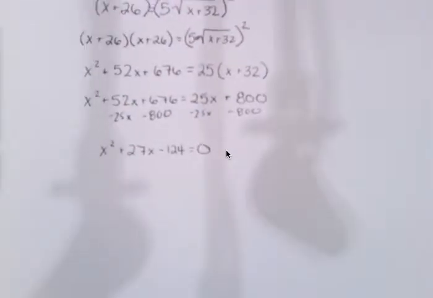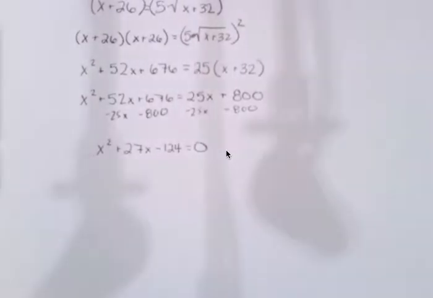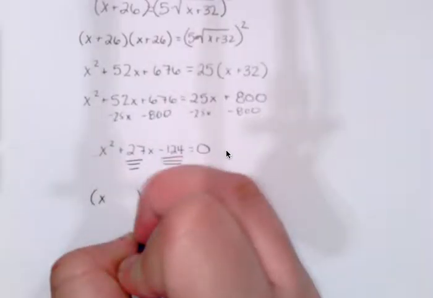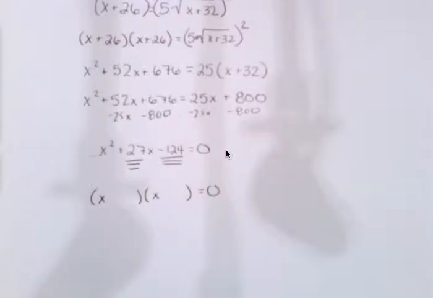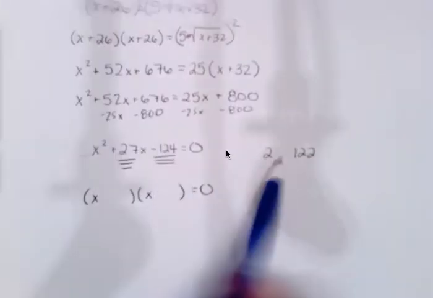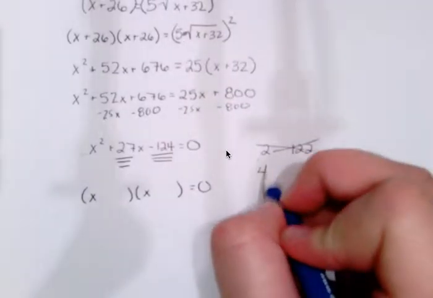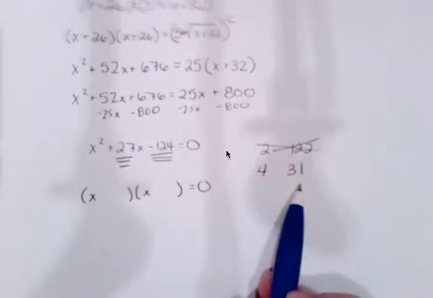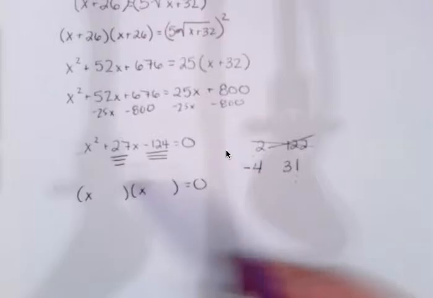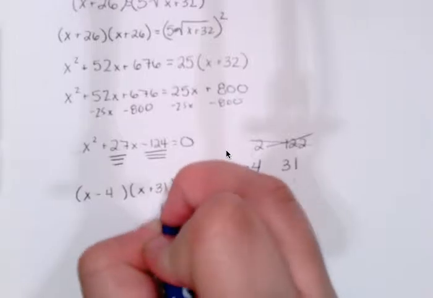Now, to solve this, you could do the quadratic formula, or you can factor. I'm going to factor because my lead coefficient is 1. So I need to think of the factors of negative 124 that add up to 27. I'm going to set up my parentheses for factoring. My factors of 124, I have 2 and 122. No matter what, if one of those is negative, those aren't going to work. 3 doesn't go into it. 4 and 31, if one of those is negative, i.e. the 4, 31 plus negative 4 is 27. So then I'll get x minus 4, x plus 31 equals 0.